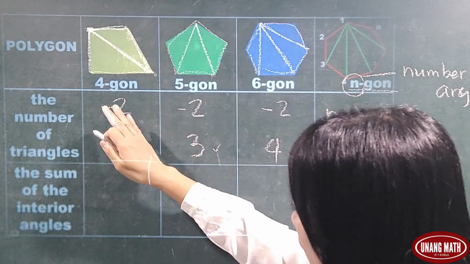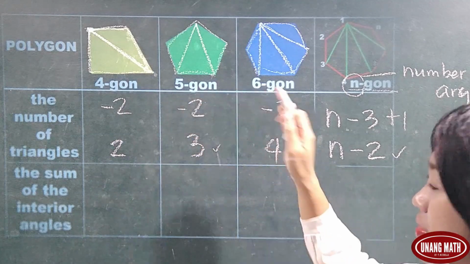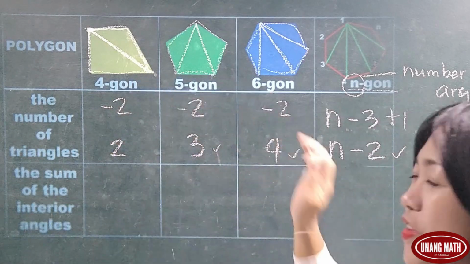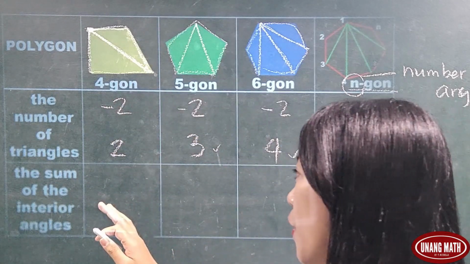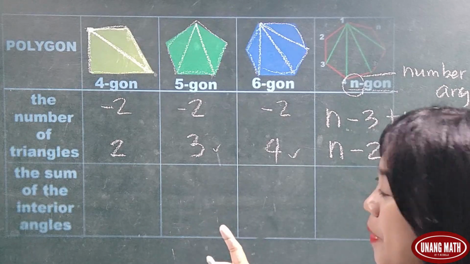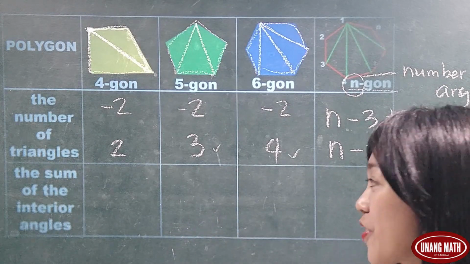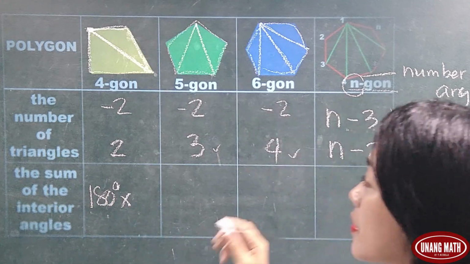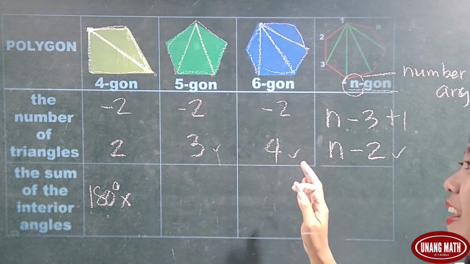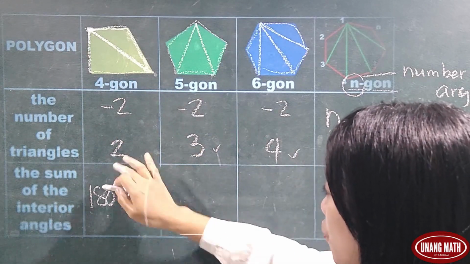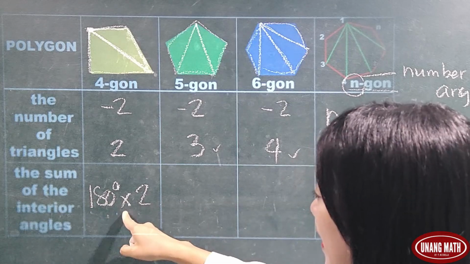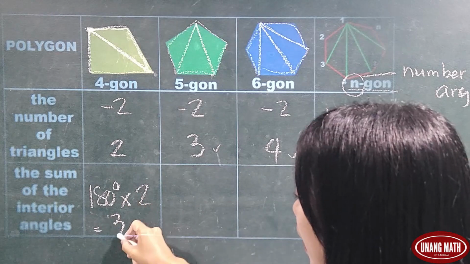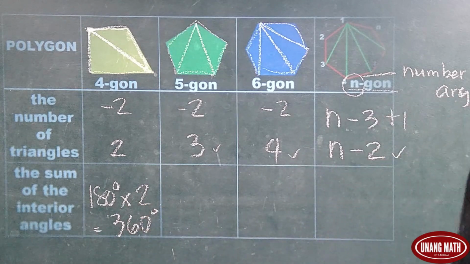Okay, now that we know the number of triangles of these polygons, we can now find the sum of the interior angles of these polygons. Okay, we know that the sum of the interior angles of a triangle is 180 degrees. So 180 degrees times the number of triangles. For foregon, there are 2 triangles. So 180 times 2, then the sum of the interior angles of a foregon is equal to 360 degrees.